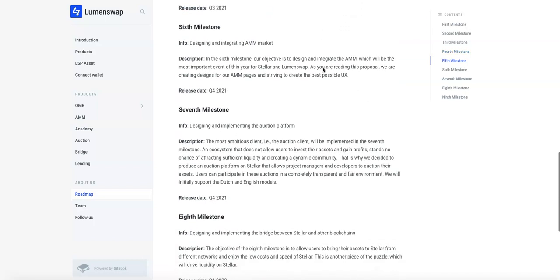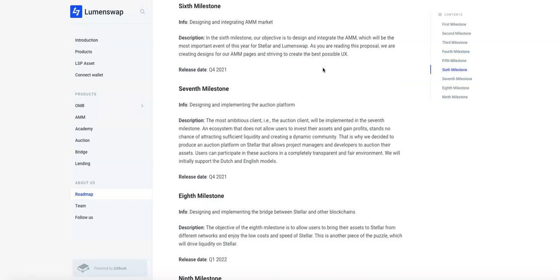That's number 5. The 6th one is dependent on the voting from the validators on the Stellar Ledger, which is Protocol 18, and that should be coming sometime in Q4. So we're looking October, November, December time. And we are going to be building and integrating an automated market maker. Yeah, this will then bring liquidity in to the Stellar network. And this has been a big problem.